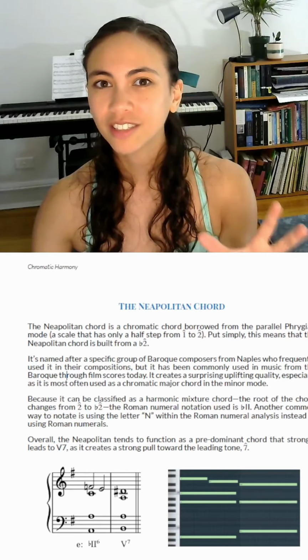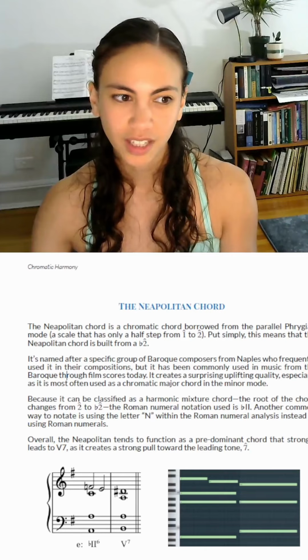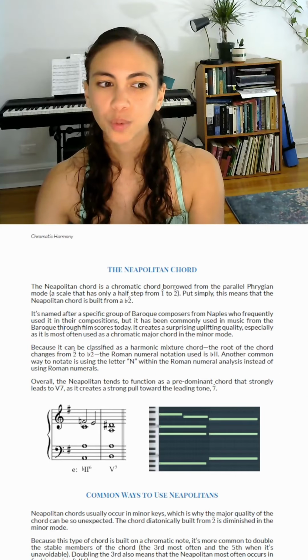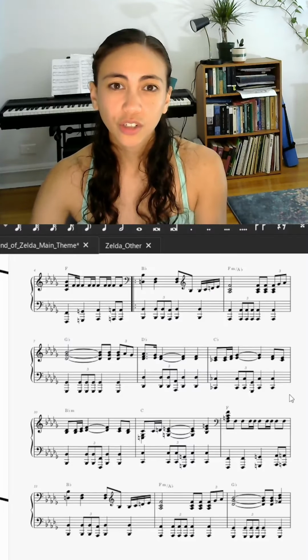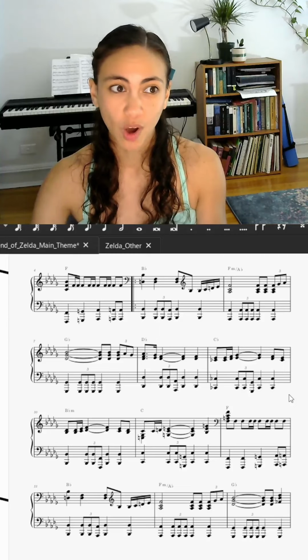But the chord here in the Zelda main theme isn't actually doing that. It's going to B flat minor, which is one of our tonics. It's not a dominant. So we need to look at context to figure out what's actually going on here and why this D flat major chord sounds like it actually belongs.